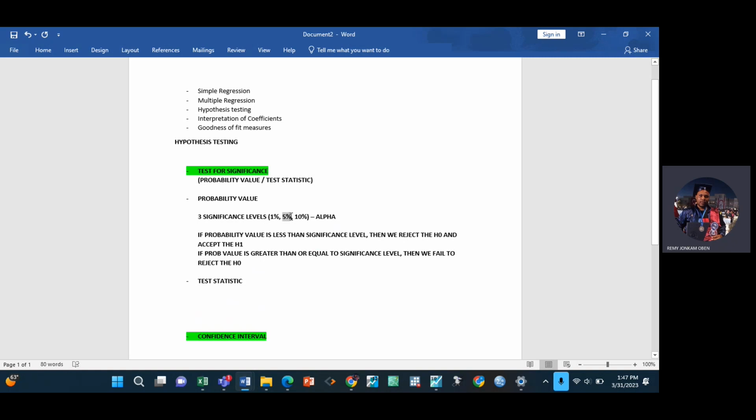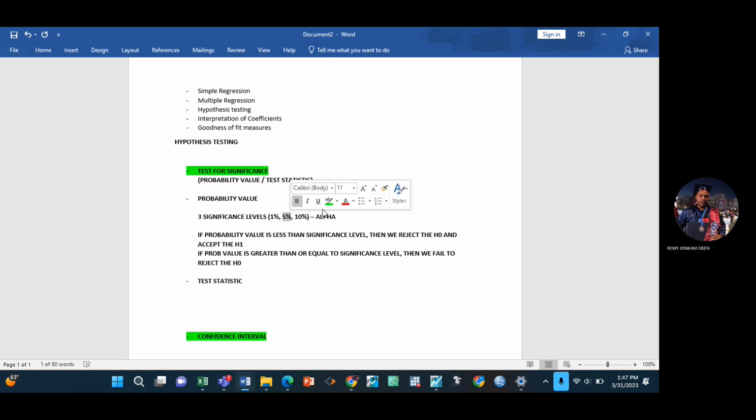First, you should decide your significance level. Most of the times they use 5%, but you can use 1%, you can use 10%. You can use all 3, but it's good to use 1. Most of the time they use 5. So let's assume we are using 5.